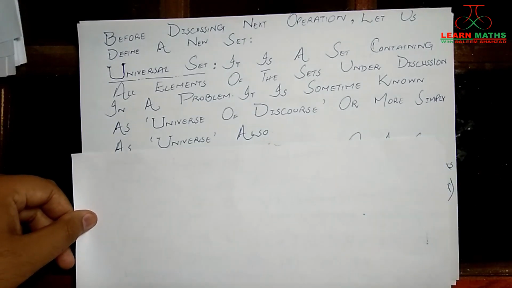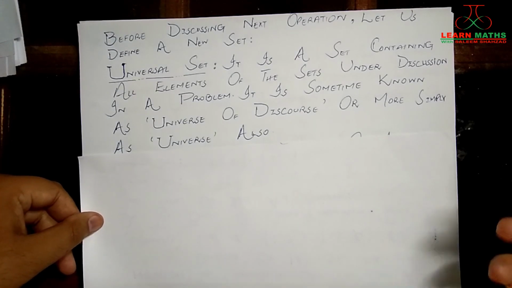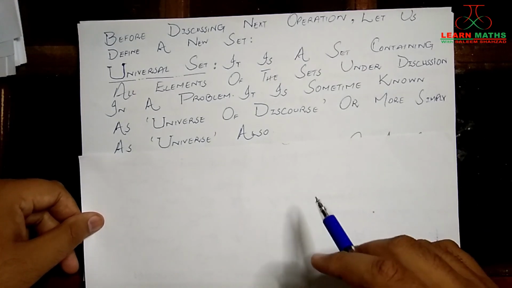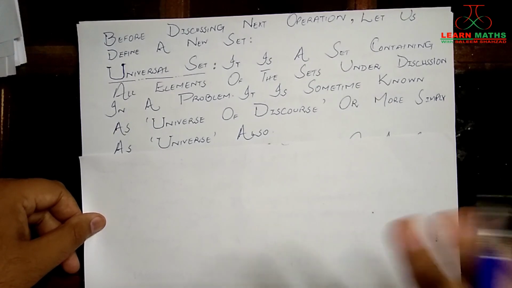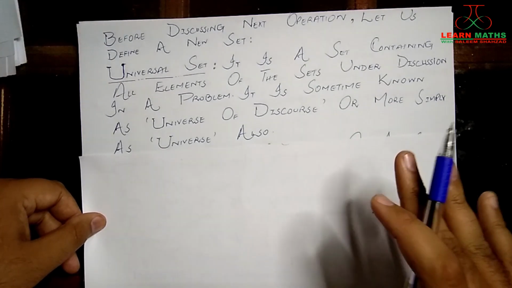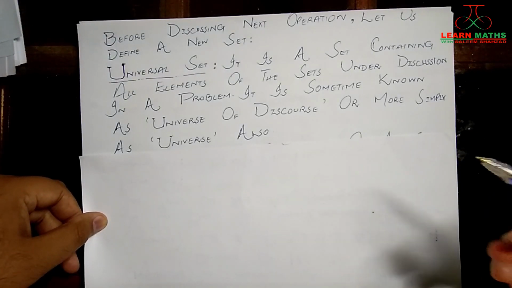Let's say you are dealing with three sets, then the set which contains all elements of those three sets can be regarded as the universal set for those three sets. Keep this in your mind, it is a highly relative term. If you change the sets under discussion, the universal set will change accordingly, right?